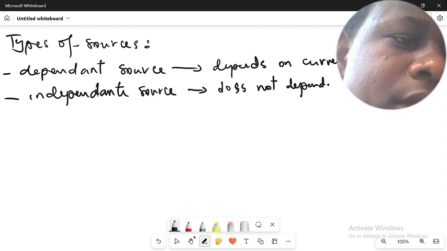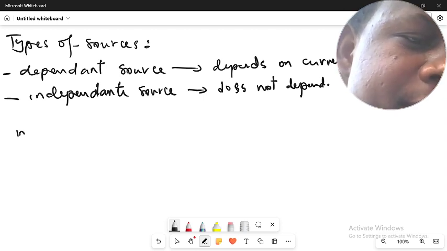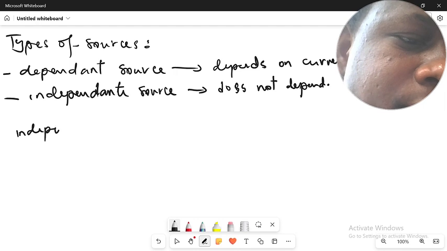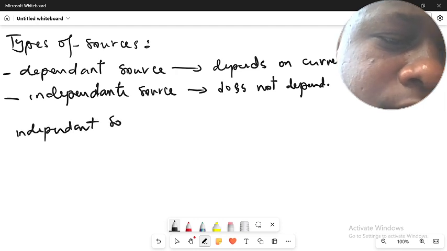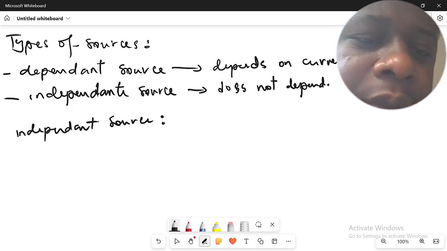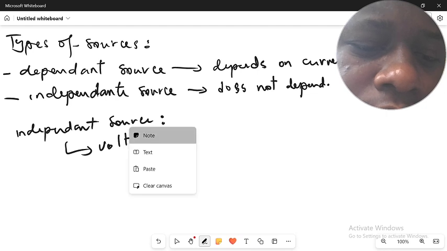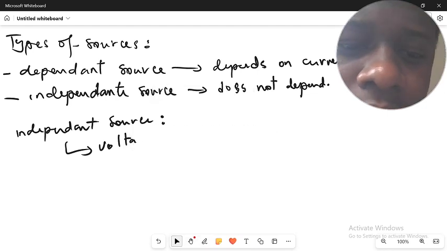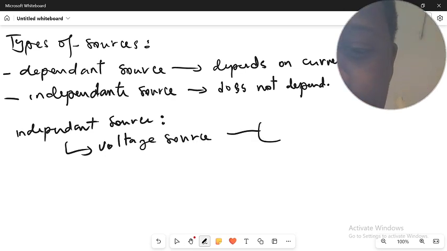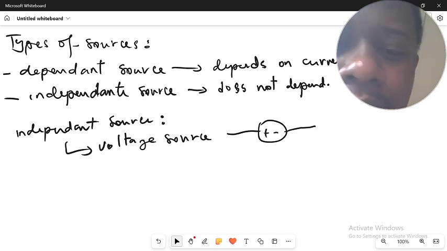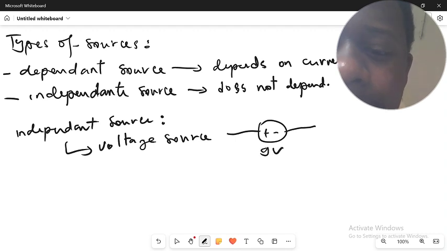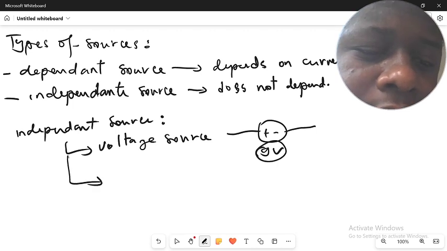So in the independent source, this one is an independent source. The value, for example, is 9 volt. The value is constant. It does not depend on a parameter. It can also be a current source.